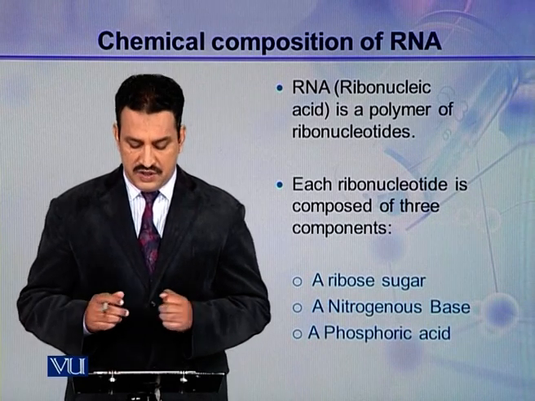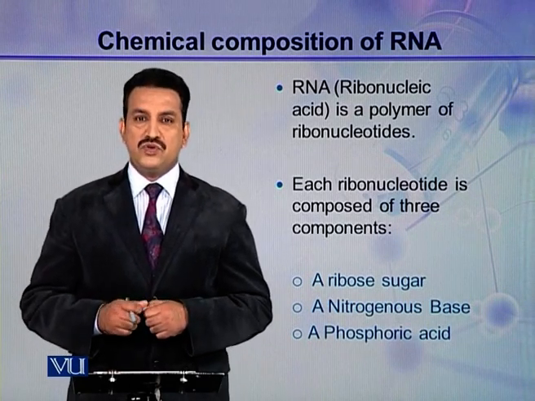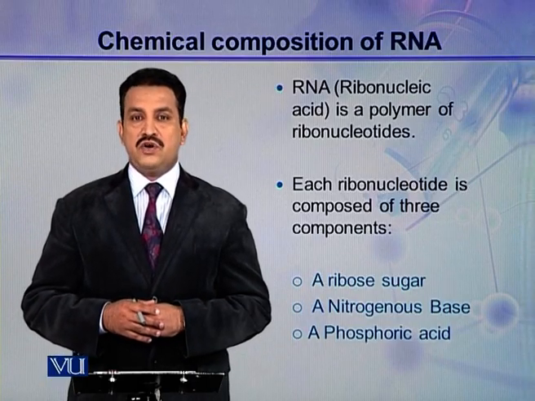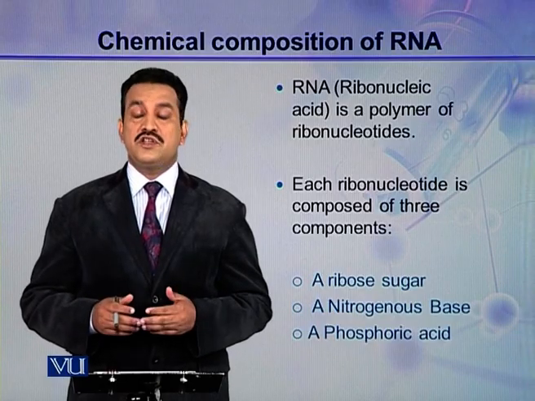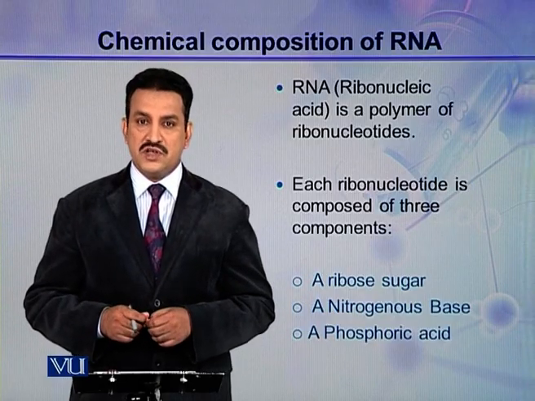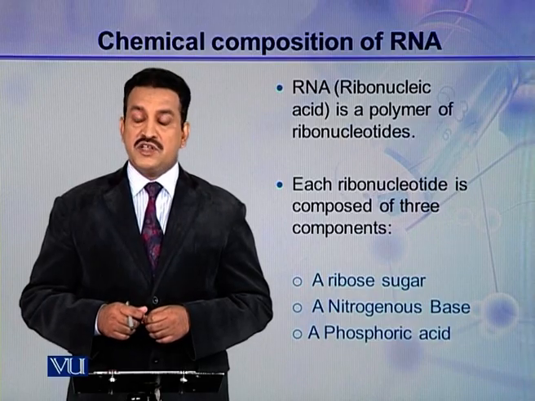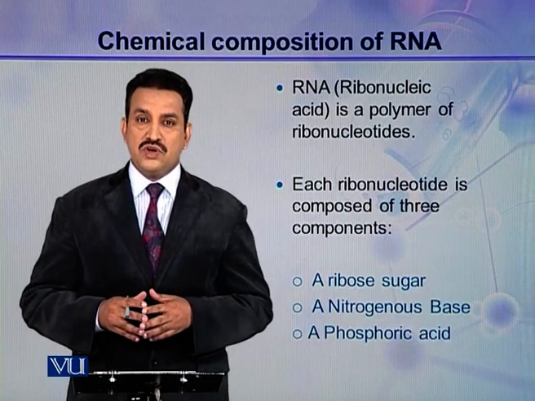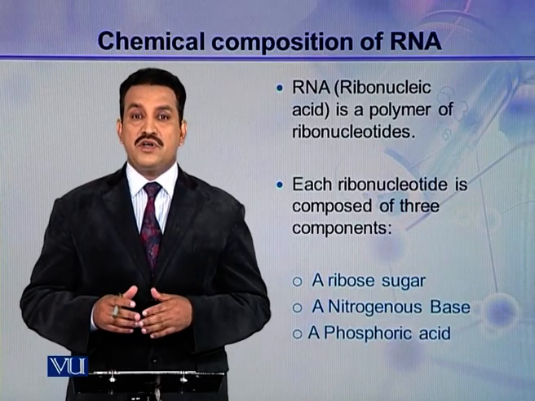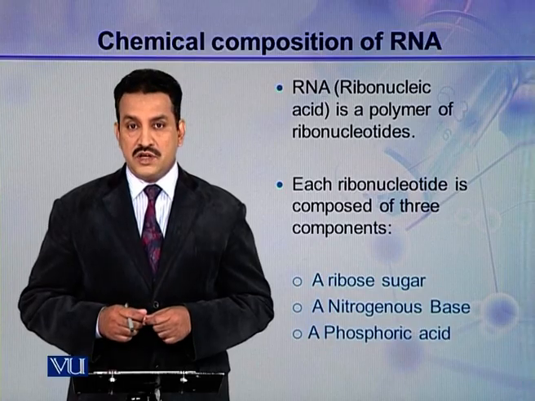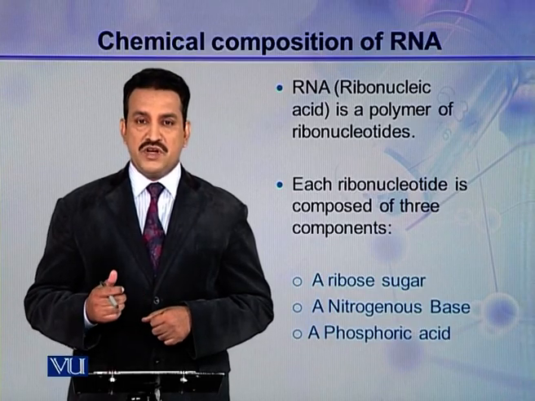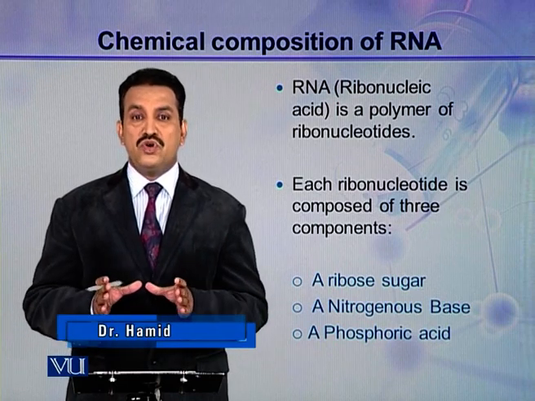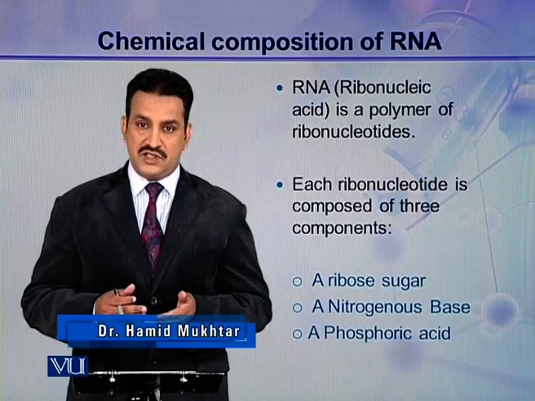Dear students, in this module, I'm going to discuss the chemical composition of RNA. RNA, or ribonucleic acids, is another major type of nucleic acid present in the cells. It is also a polymeric compound, just like DNA. As you know, DNA is made up of deoxyribonucleotides, but here RNA is made up of ribonucleotides. So ribonucleotide is the monomer of ribonucleic acids.